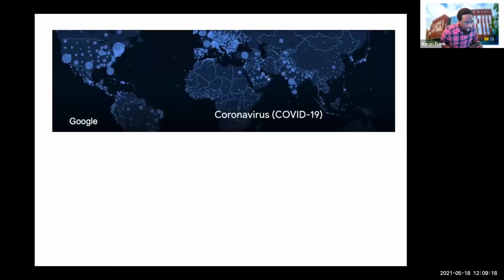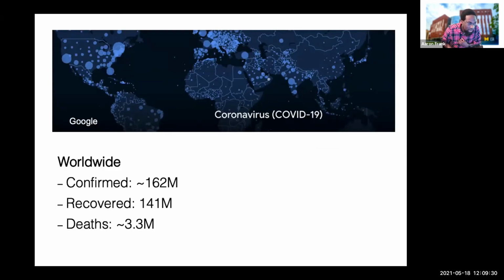I don't think I need to go over these numbers really, but I think it's important to give a sense of the magnitude of the problem we're faced with. We're all aware of COVID-19 being a devastating disease. Here I'm just highlighting some of the numbers associated with the pandemic. Close to 162 million people have been infected by COVID-19. Of those, 141 million recovered, and close to 3.3 million people died worldwide. These are really staggering numbers, and they capture the magnitude of this pandemic.